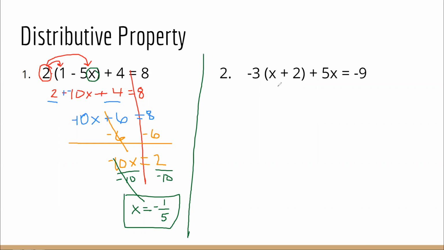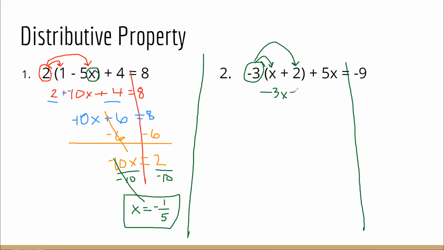I'm going to do the second problem now. Again, I see some distribution, so I have to pass out that negative 3 to everything that's inside those parentheses. So I've got negative 3 times x, which is going to give me negative 3x. I also have negative 3 times a positive 2, because there's a plus sign out front, and that's going to give me a negative 6.